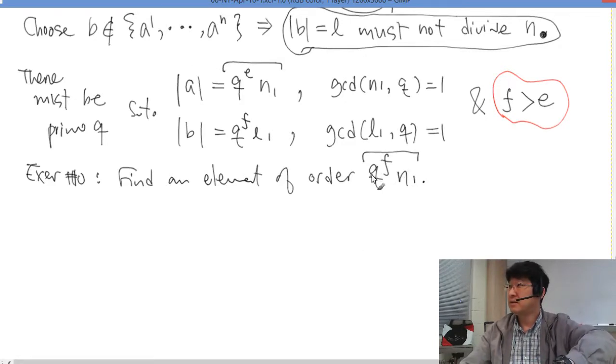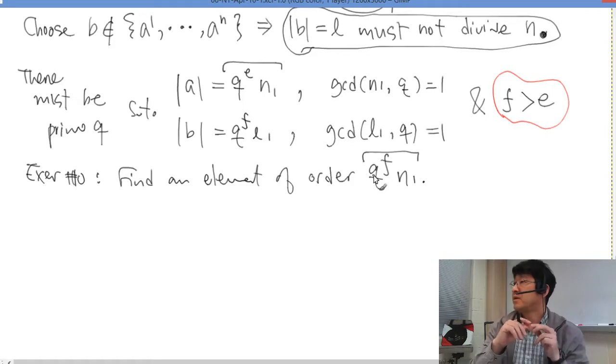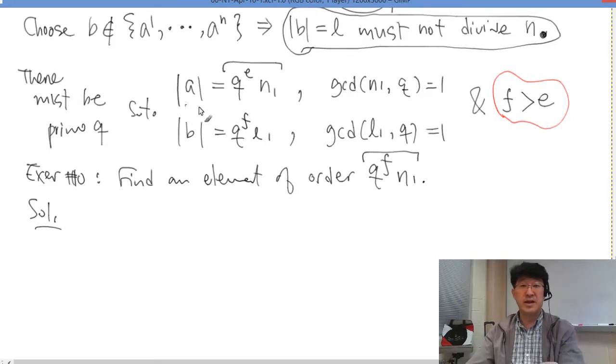So will that violate our assumption on a? What is our assumption on a? It has the largest order, right? If I can find an element with order q to the f times n1, isn't that a bigger number than this one? So I found an element of bigger order, right? Therefore, it contradicts everything. So what is the answer to this one? That's your 1-minute exercise. We practiced it before, and you guys were happy about it. You're looking at this one and that one, right? Which one has order q to the f times n1?